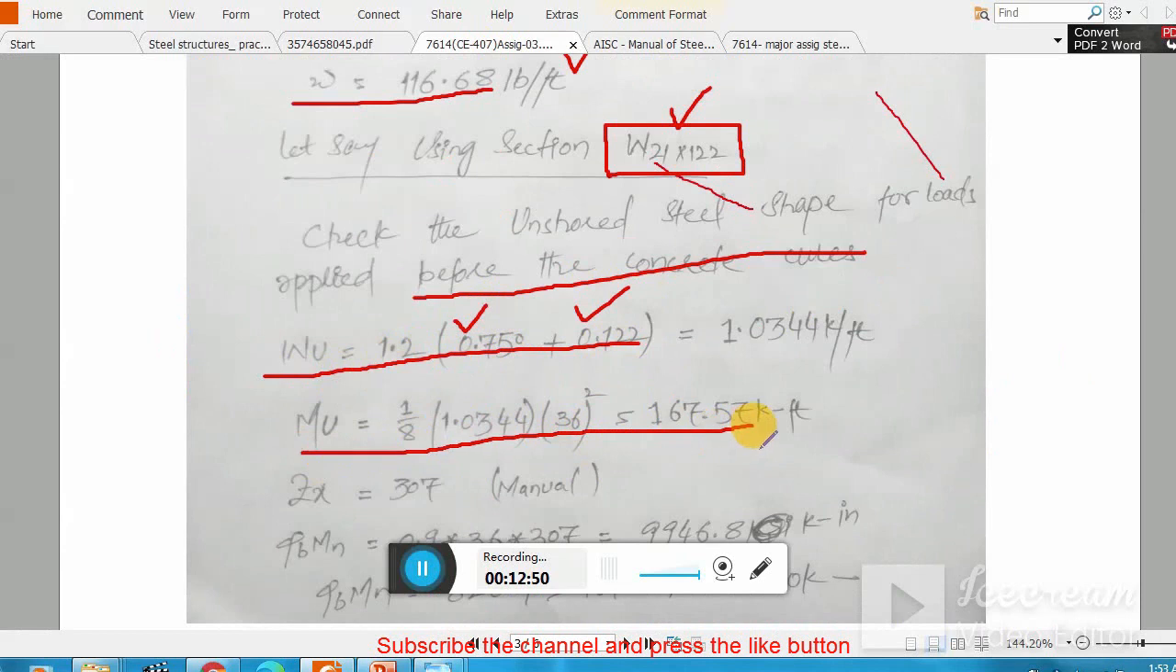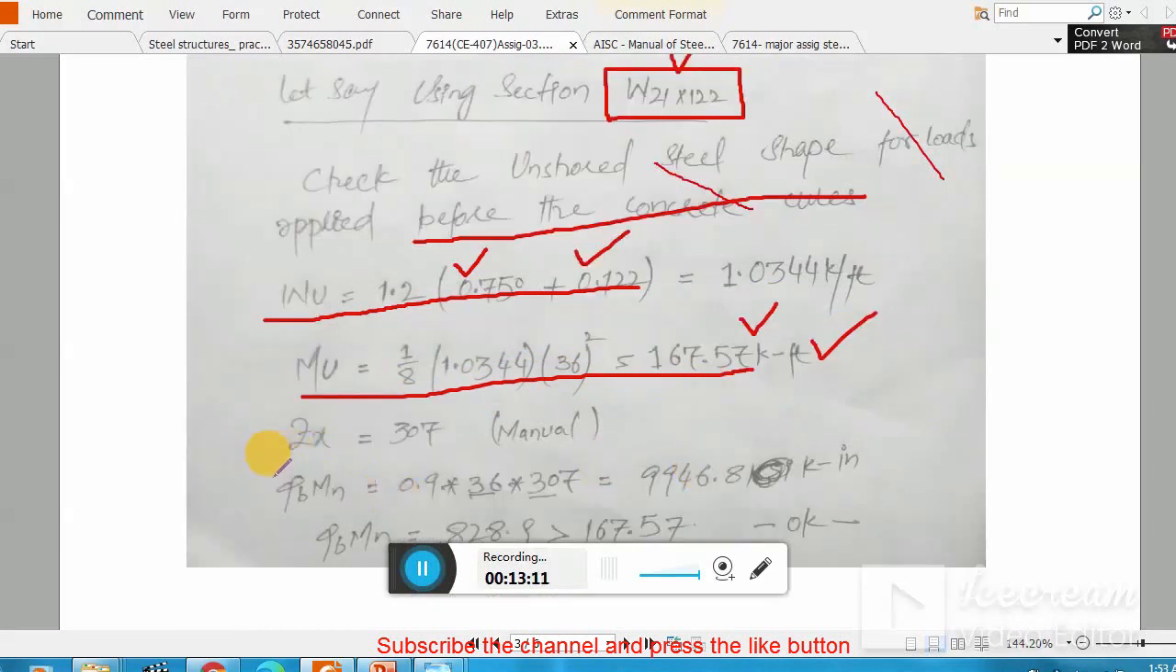Now this is the load which is prior to the concrete cover, before 28 days. This load is taken by the beam. Okay, this load is taken by the beam because the concrete is still fresh. It is not able to take its load. Okay, and the composite action is not yet achieved before the 28 days.